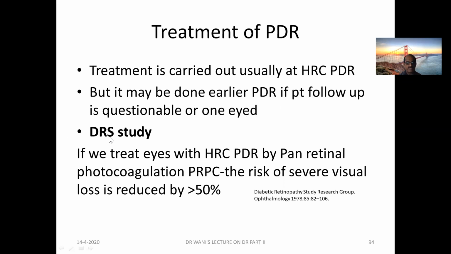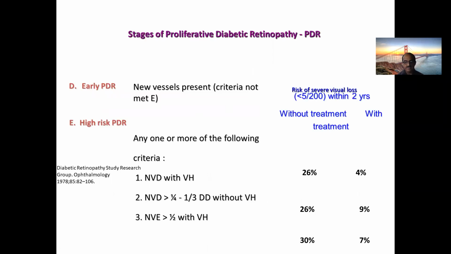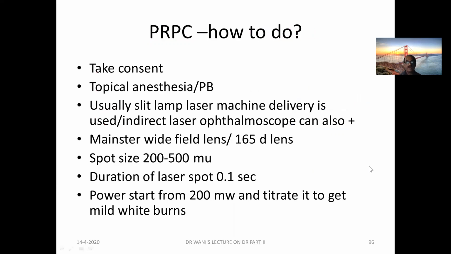The Diabetic Retinopathy Study was conducted somewhere in the 70s. They showed that if you treat eyes with high-risk characteristic PDR by panretinal photocoagulation, which is called PRP, the risk of severe visual loss is reduced by 50%. Since then it has become the gold standard. Suppose a patient has NVD with vitreous hemorrhage: if you don't treat, 26% will have severe visual loss, but if you treat, it is only 4%. So the effects are very dramatic.